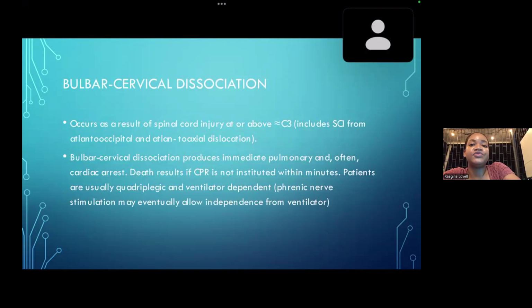Bulbar cervical dissociation is something to pay attention to. It occurs as a result of spinal cord injury at or above C3. It produces immediate pulmonary and often cardiac arrest. Death results if CPR is not instituted within minutes, and patients are usually quadriplegic and ventilator dependent.